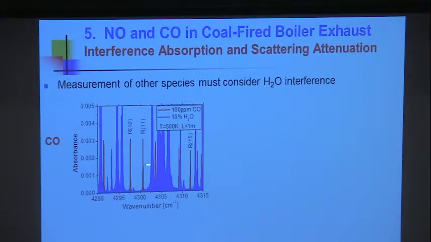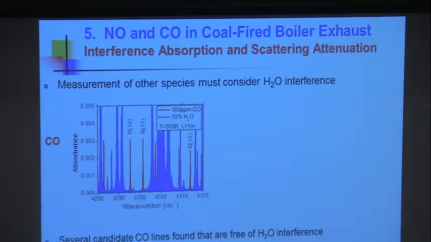You have to know enough about the spectroscopy to say, I'm going to be here, or here, or here, or maybe here, in order to avoid the problems with water. You can already begin to see this is for 100 ppm versus 100,000 parts per million of water. So we're trying to measure a small amount of something in the presence of a large amount of something else.